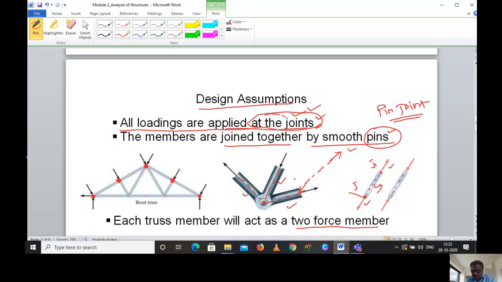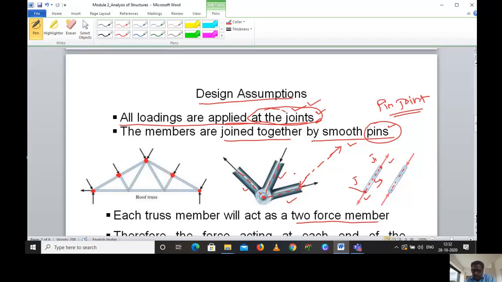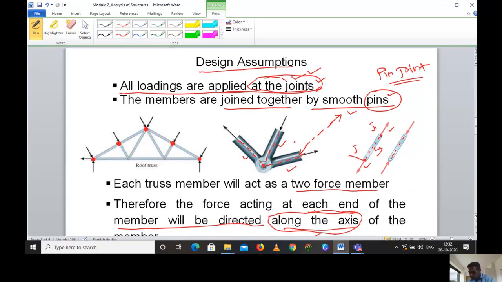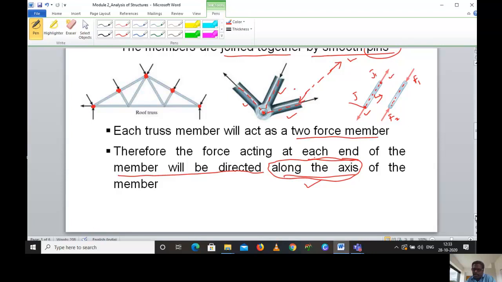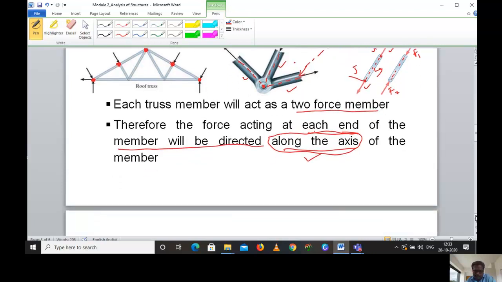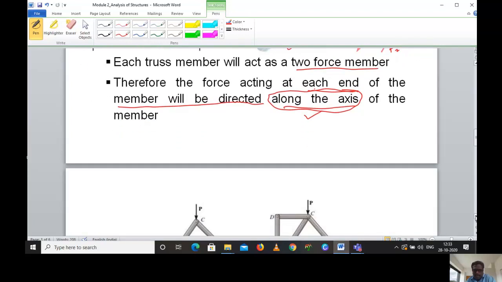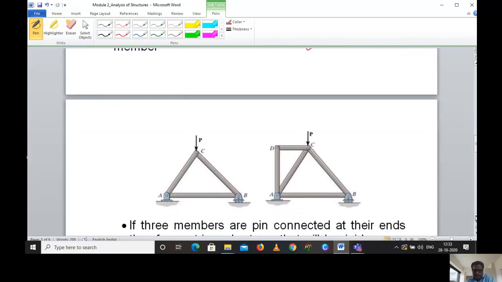Each truss member will act as a two-force member, as explained in the class. So this member will be a two-force member. Here is one force and here is one force. Are you getting that? Therefore the force acting at each end of the member will be directed along the axis of the member.